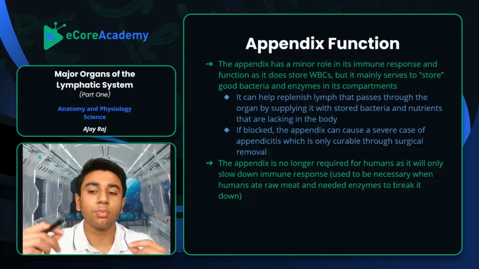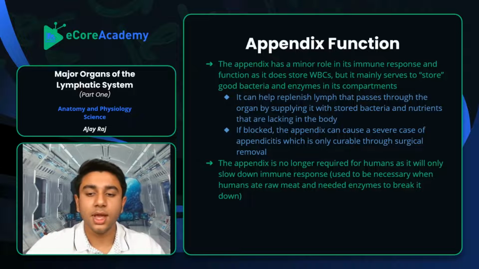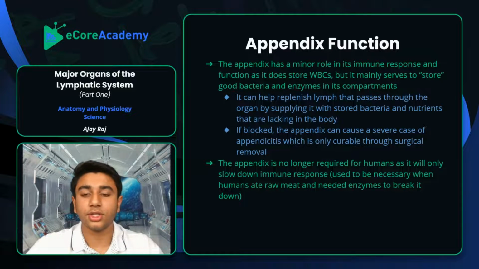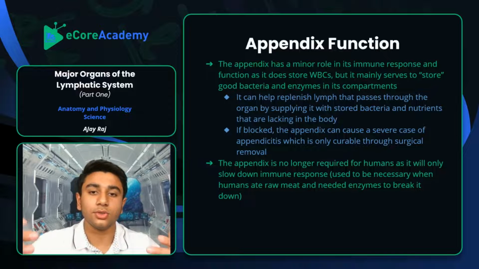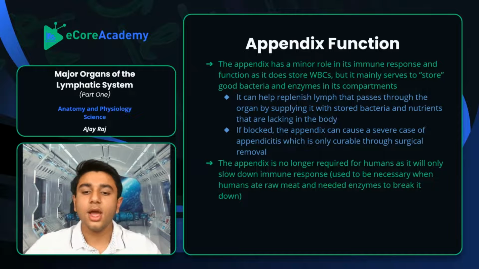As the appendix, it can help replenish lymph that passes through the organ by supplying it with stored bacteria and nutrients that are lacking in the body. Like if you need extra glucose, if you need extra certain types of chemicals within the body, more salt concentration within the body, or less salt concentration within the body. You can have those essentially opposing effects that can be found within the appendix to be transported throughout the body.